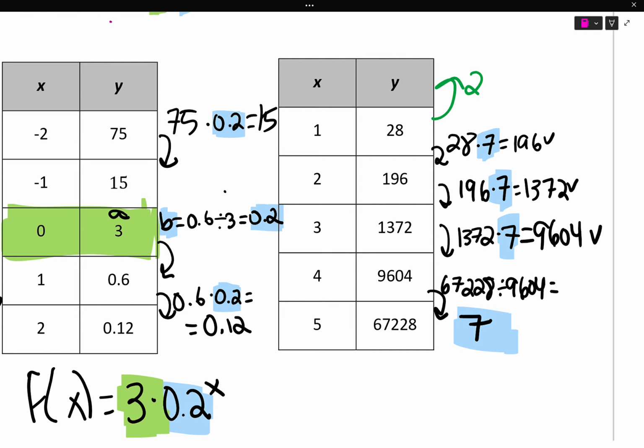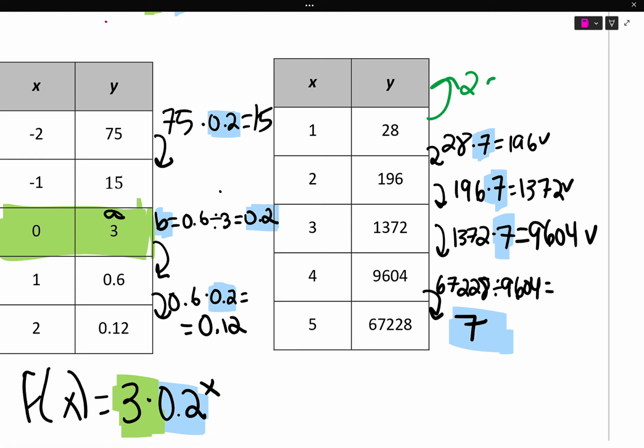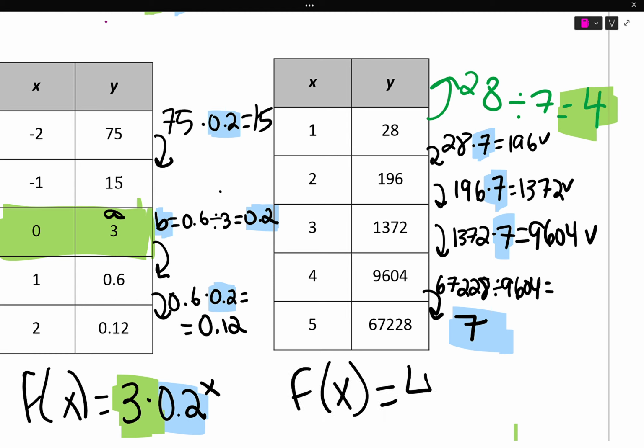Why won't you write? Oh no. Did we freeze? Oh, okay. I think my pen died. All right, we're going to do 28 divided by 7, which gives us 4. Fantastic. This means our function is 4 times 7 to the power of x.